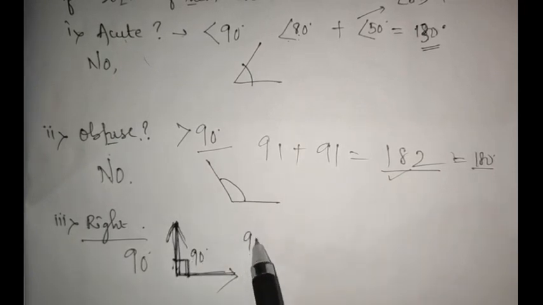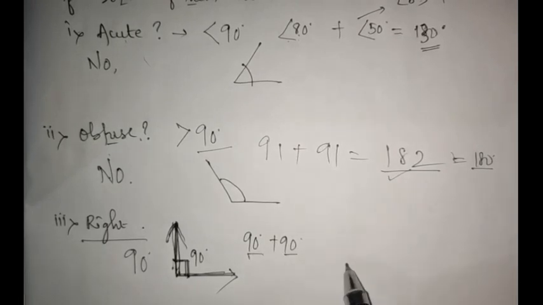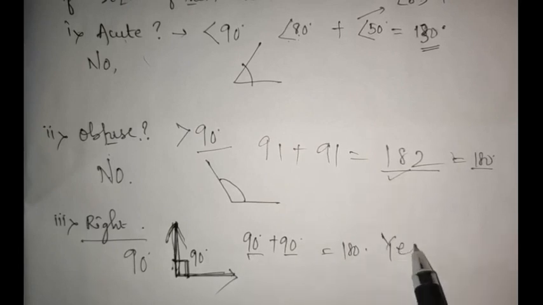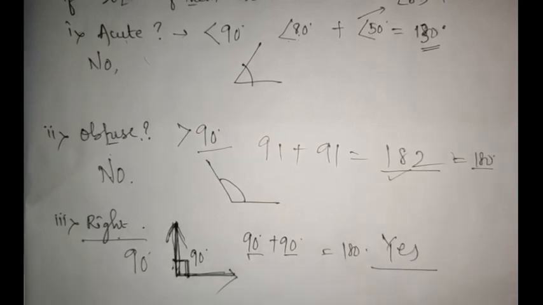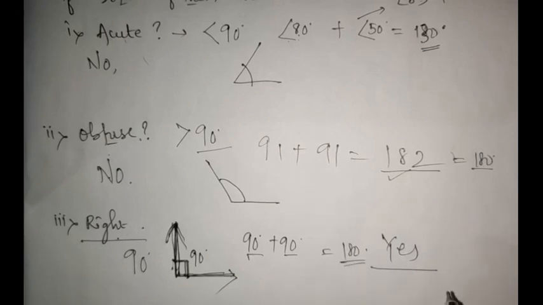When you add say 90 and 90, two right angles, then it is 180 degrees. Yes, in this case, two right angles can make a supplementary angle, because when you make a sum of these right angles, you are going to get the supplementary pair. Okay, so yes, in this case it is possible.